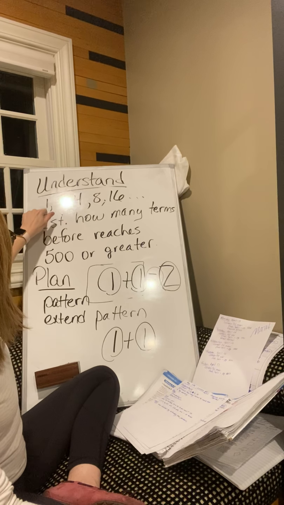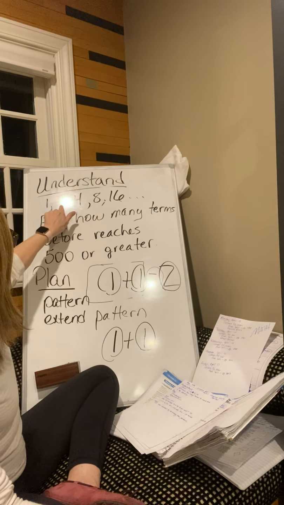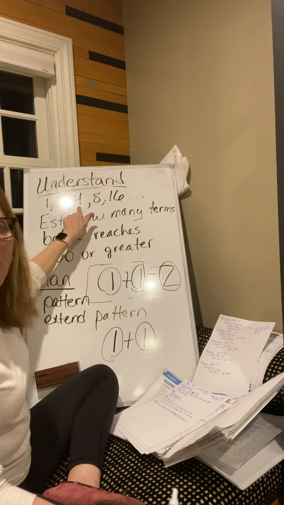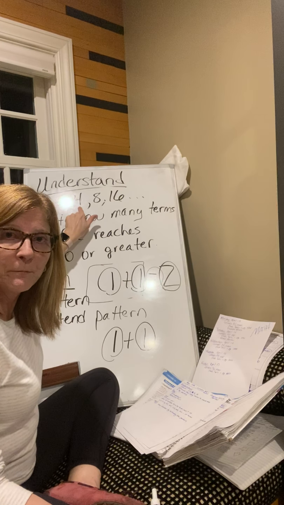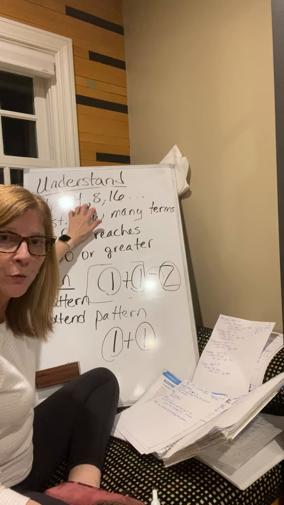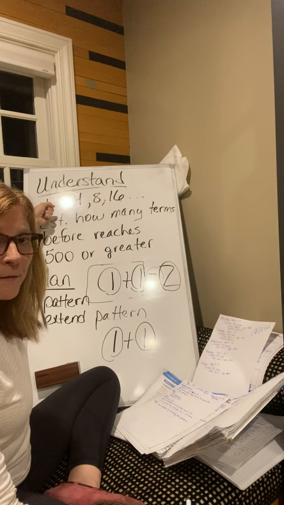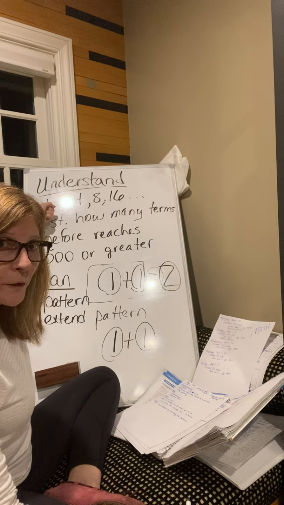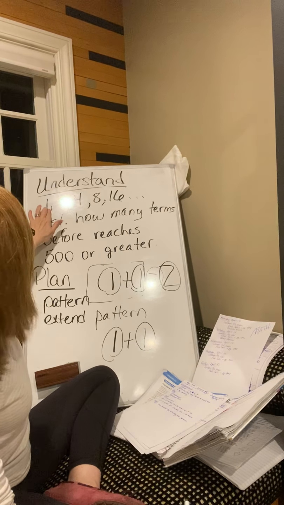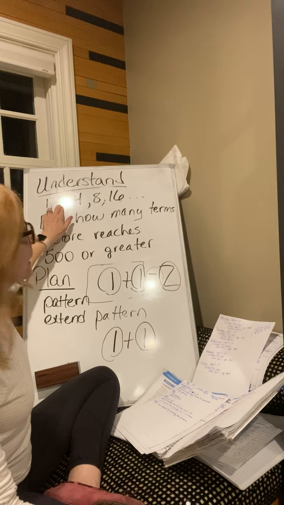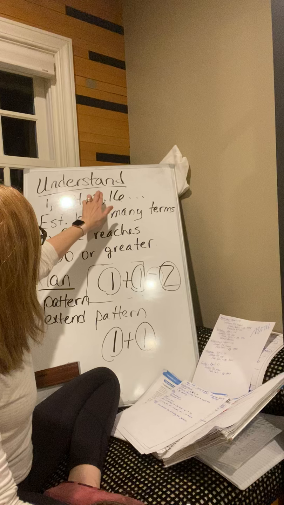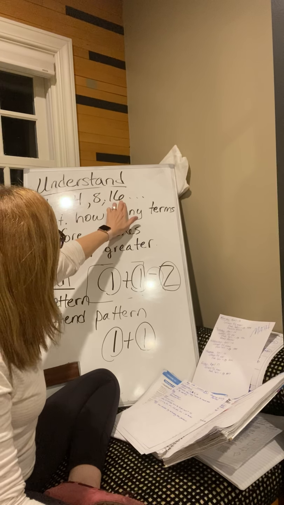What can we do to 2 to get 1? What can we do to 4 to get 2? What can we do with 8 to get 4? There's a pattern. If we multiply the term before by 2, we get the next term. So 1 times 2 is 2. 2 times 2 is 4. 4 times 2 is 8. 8 times 2 is 16.